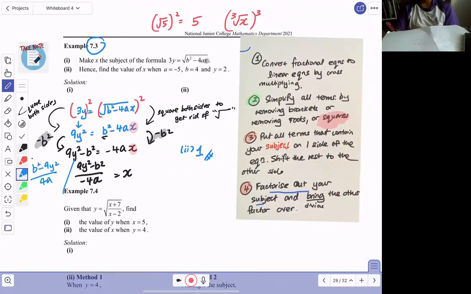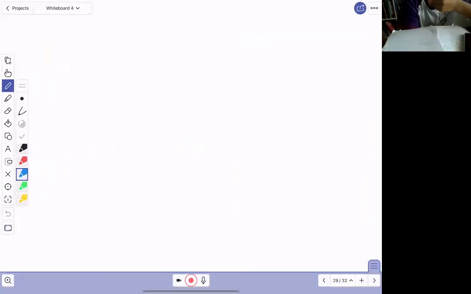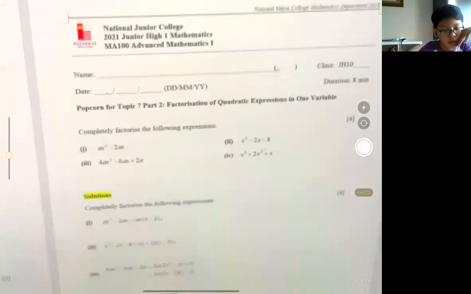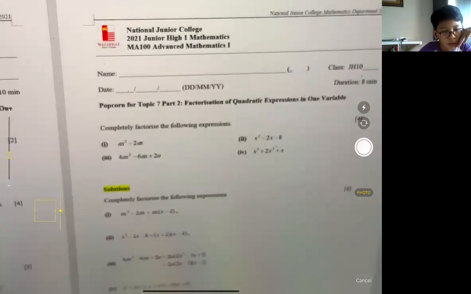Oh yeah, sure. I need help for topic 7, part 2, popcorn, part 3. Yeah, let me find it. Part 3, factorize the following, right? Yeah. Oh, why is it blurry?